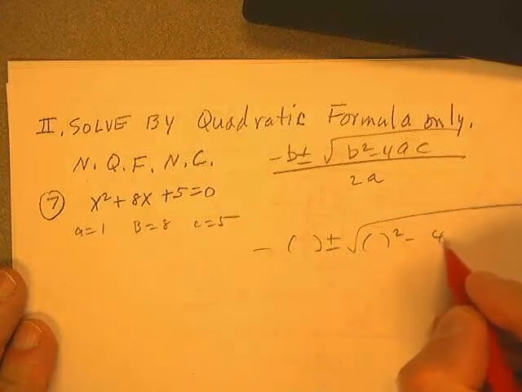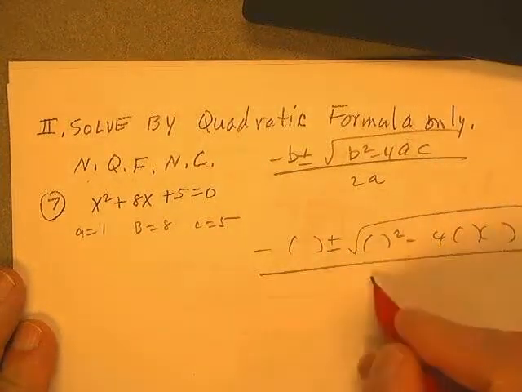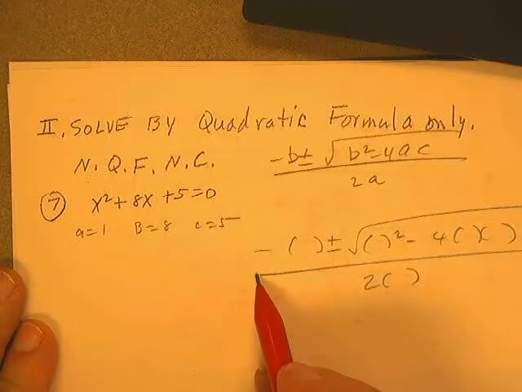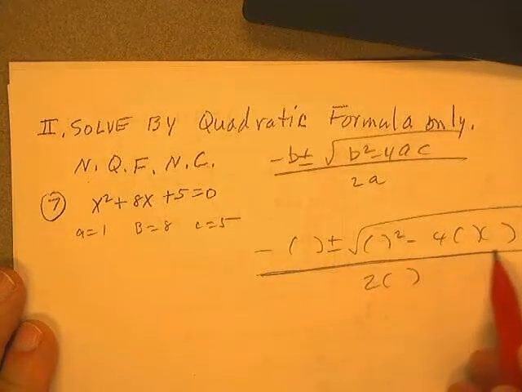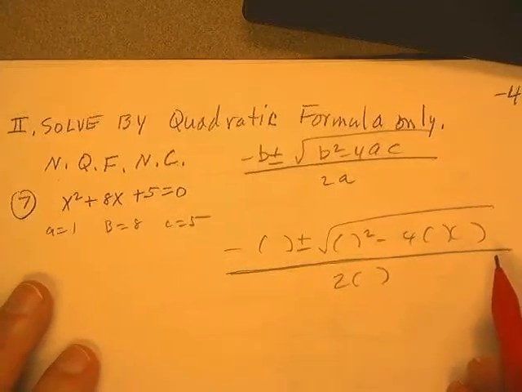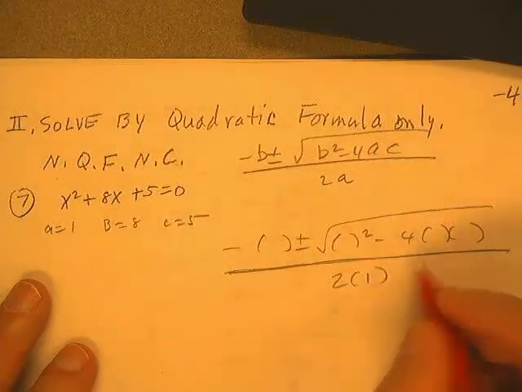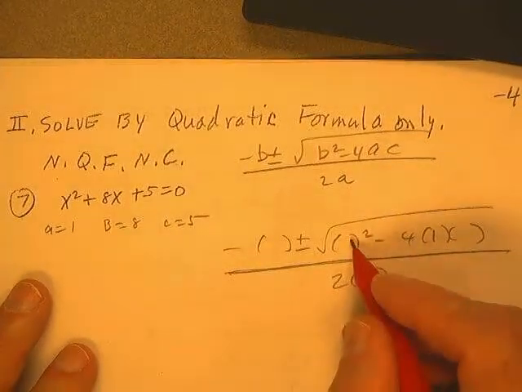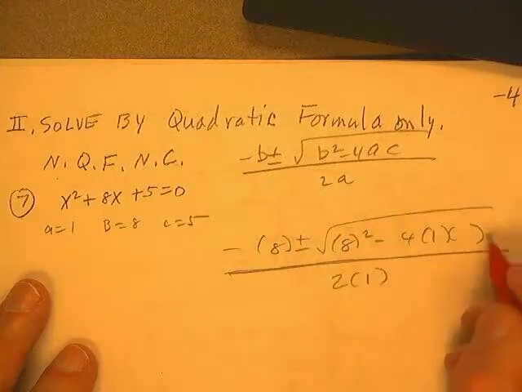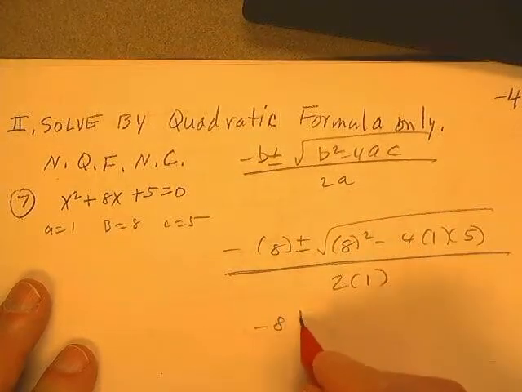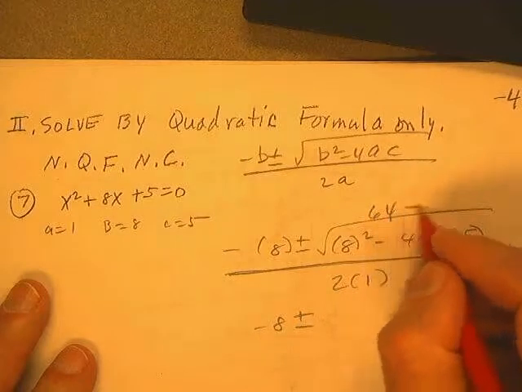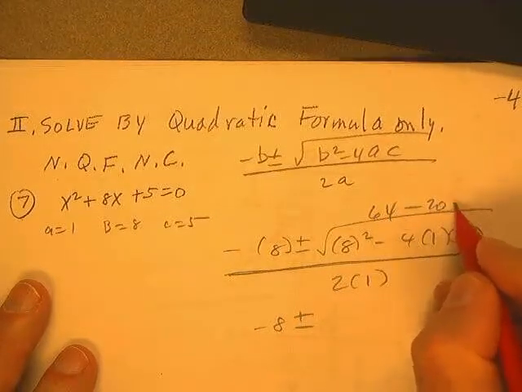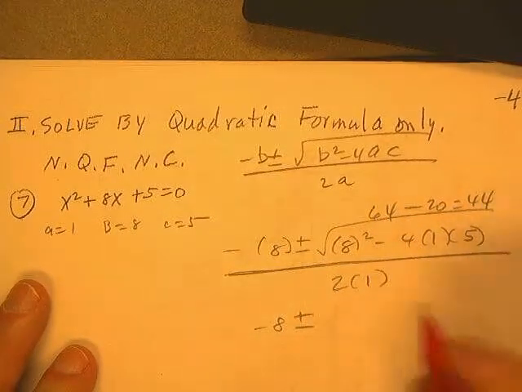Now some of y'all get lazy and won't write your blanks. By the way, this fraction bar is all the way under everything, not just part of it. A is 1, B is 8, C is 5. Negative 8 plus or minus. This is 64 minus 20, that's 44.